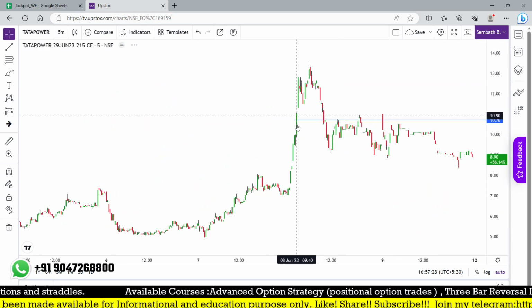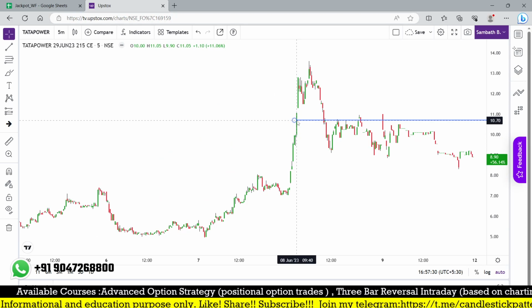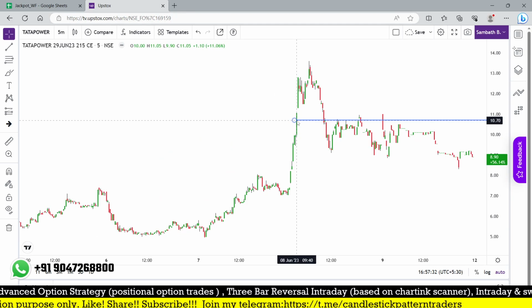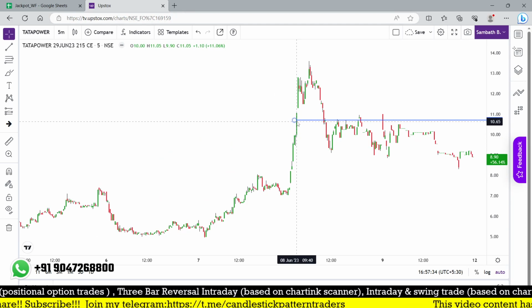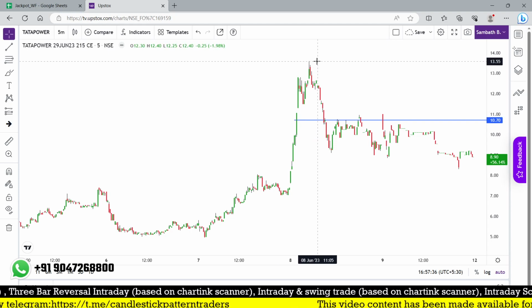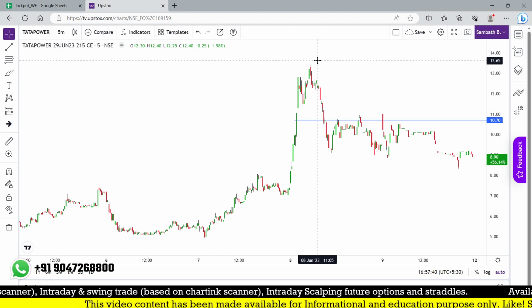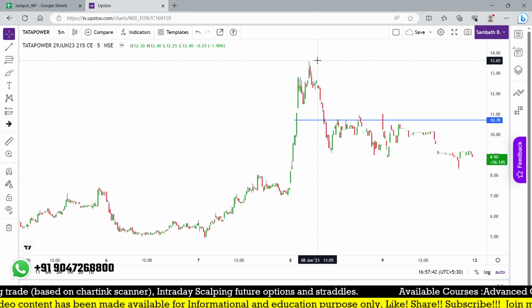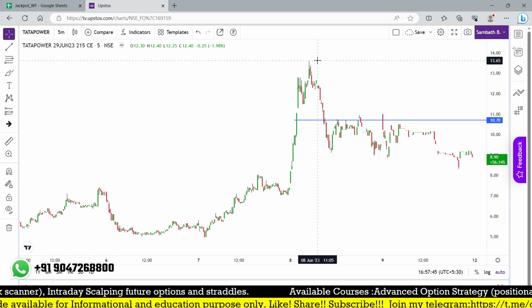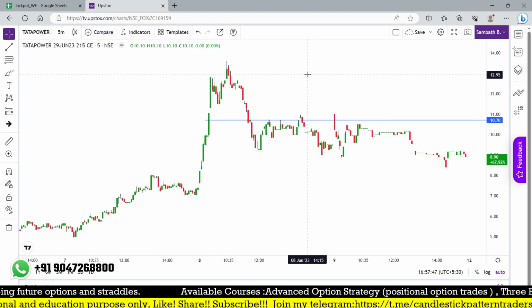Look at this, this is my breakout. Once it broke out around 9:40 on the 8th of June, it gave you the breakout around 10.7 and immediately jumped to 13.65, near about 3 rupees. That's good enough for an intraday trade, maybe more than 10,000 plus. That's good enough on the day itself.